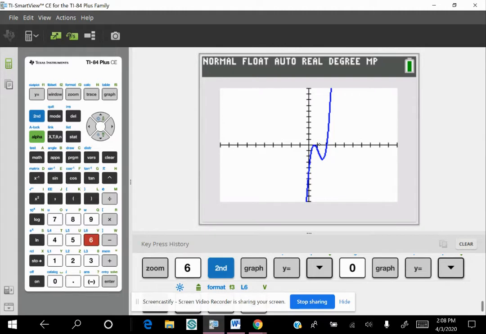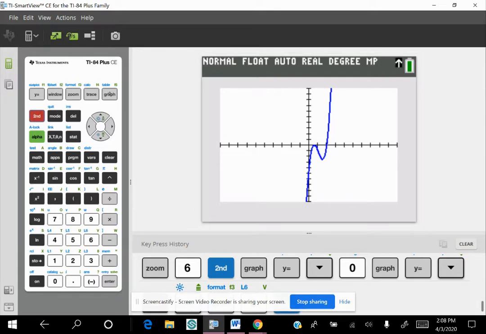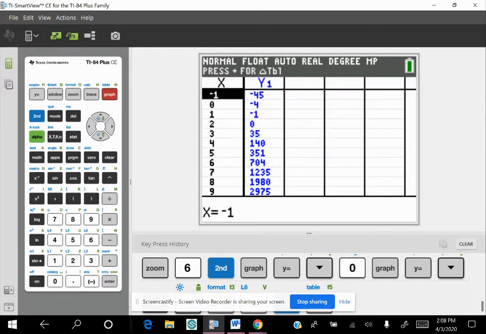So I look here and I see, hopefully you can see my little cursor, it looks like it hits the x-axis here, but not at a nice point. But here it looks like it's going through right at 2. But let me double check to be sure. So I'm going to go to my second graph and I look at 2 and there's a 0. So it does hit exactly at the point 2, 0.